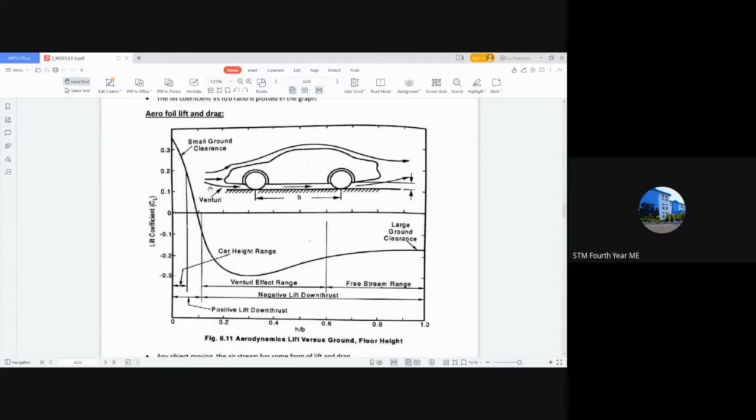So this is the zero axis, this is the positive side, and this is the negative side. This is the negative lift portion, and this is the positive lift. Until this condition there is positive lift, approximately 0.1. Once the h by b ratio, or the ground clearance ratio, reaches 0.1 it will be about 0. For this vehicle, and for each and every vehicle there will be a difference. For this type of vehicle, when adjusting the clearance, you can obtain the lift in such a way.